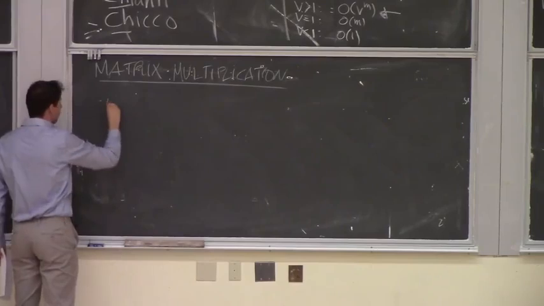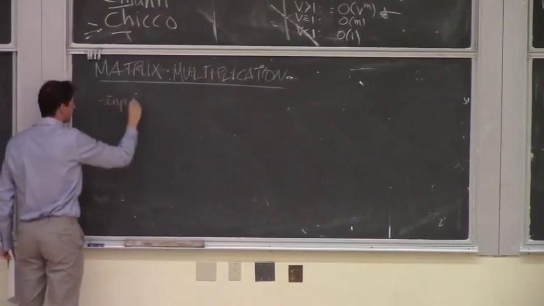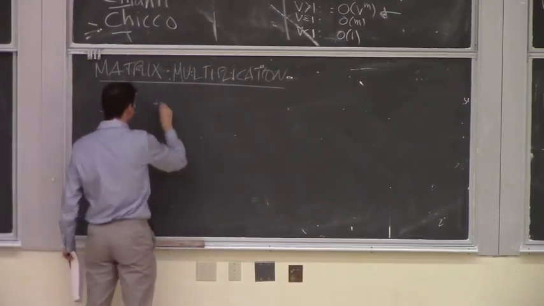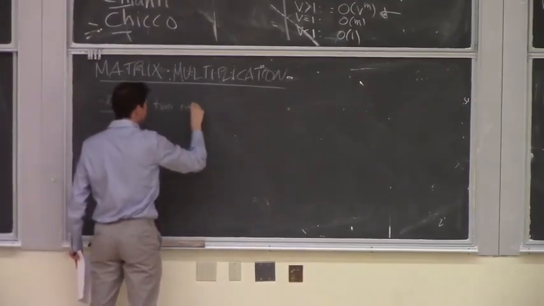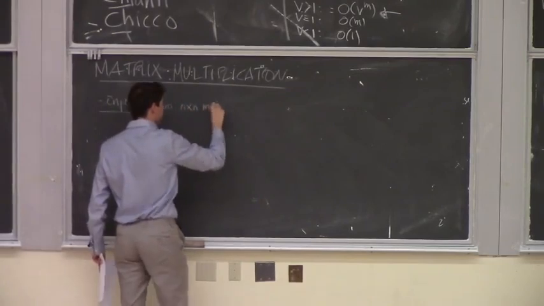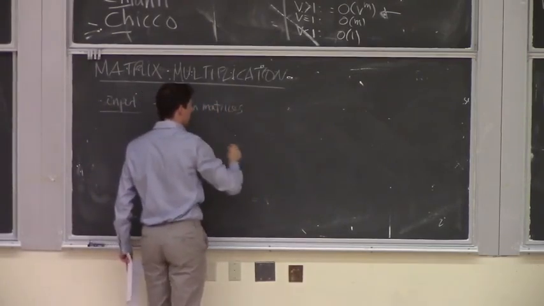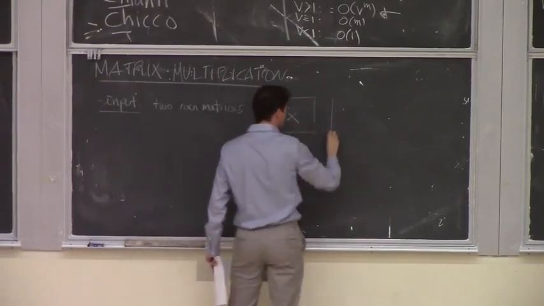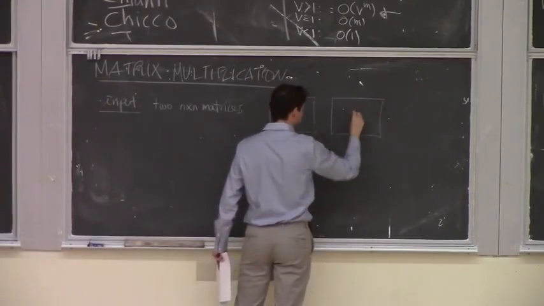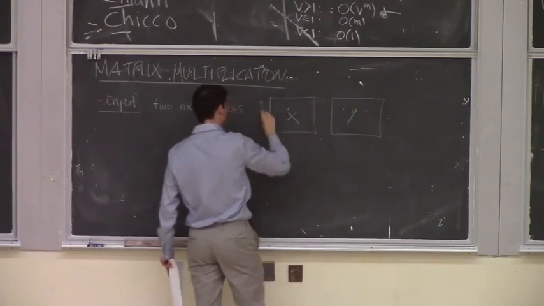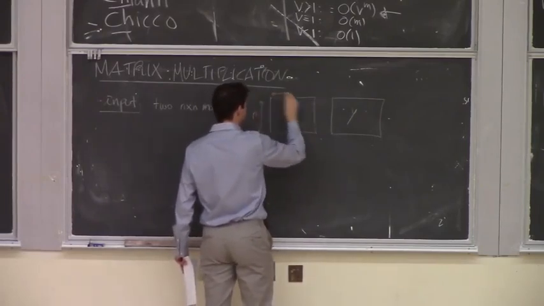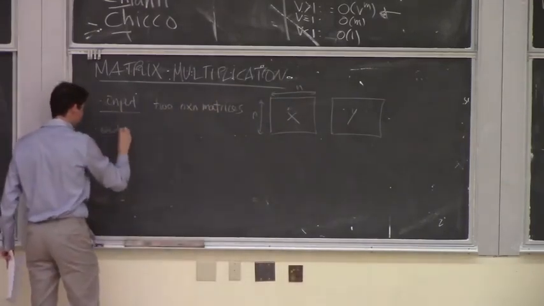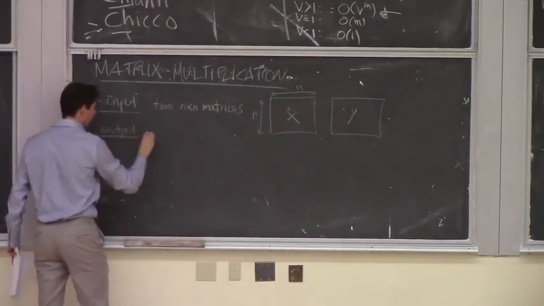So what's the problem? We have as an input, what's the input? Two matrices. Two n by n matrices. So here they are, X and Y. Okay, so they're n by n matrices. And what you want to output is their product.